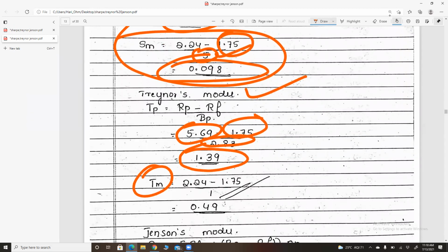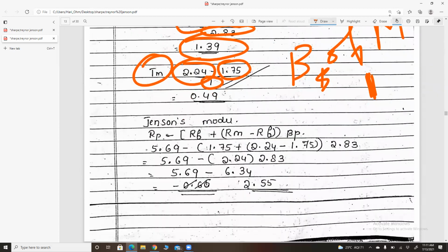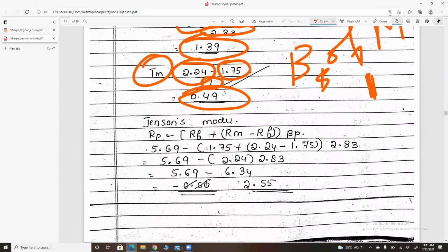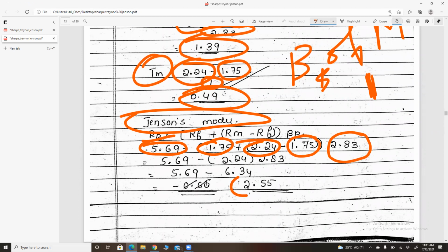Like that you calculate for market. 2.24 minus 1.75 divided by 1, because beta of the market is always 1. Remember, beta of the market is always 1. So answer is 0.49. Next, you need to calculate Jensen's model. RP minus RF plus RM minus RF into beta P. RP is 5.69, right? RF is 1.75, RM is 2.24, minus RF 1.75 into beta 2.83. So answer is 2.55.